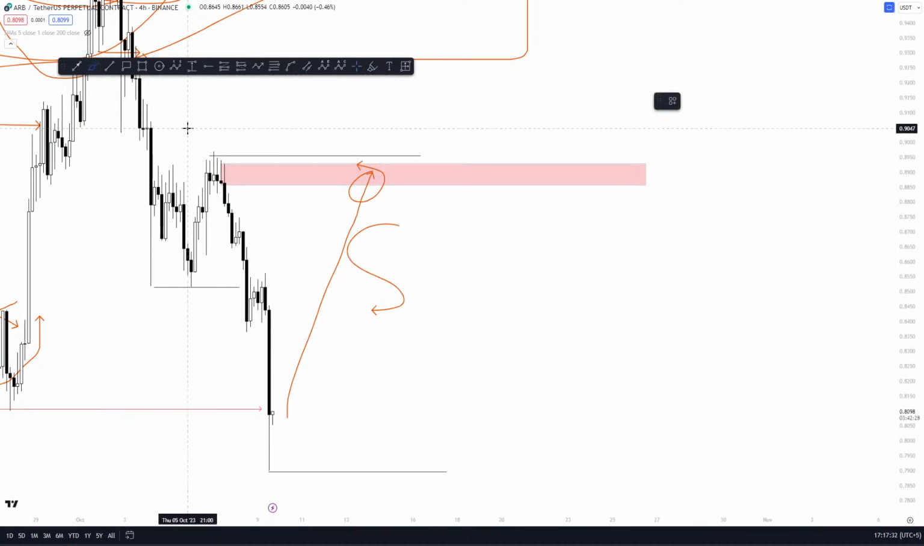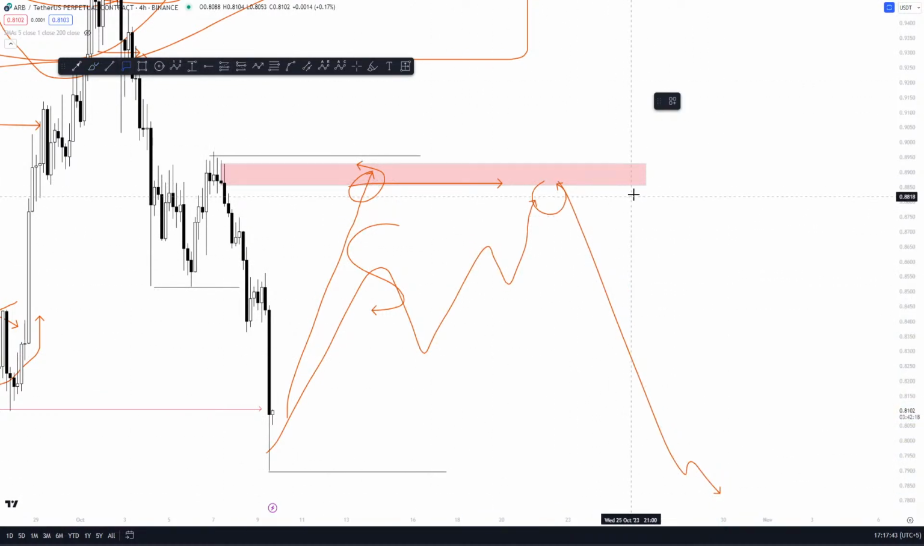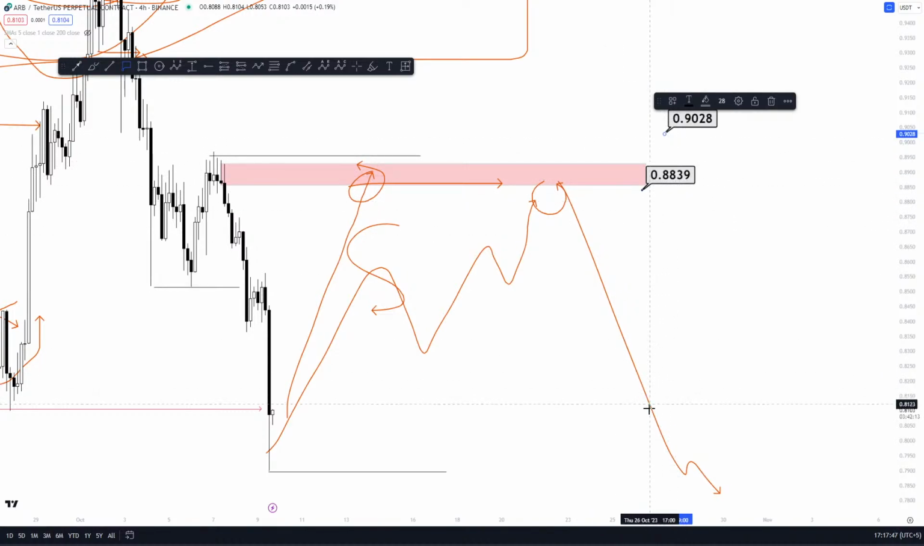ARB is in a bearish trend, but we have to take an entry. So if you want to take an entry, you can take an entry from here. Means in some days it may reach over here, then you can take a short. Okay, so at the price level of 0.88 roundabout, you can take a stop loss of 0.9, and you can target like this and like this.